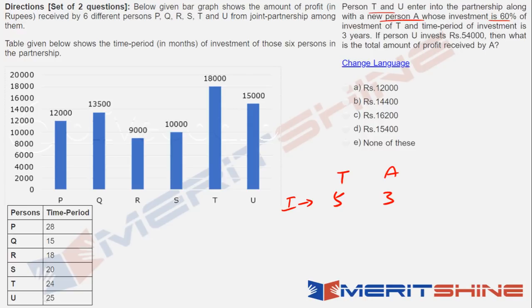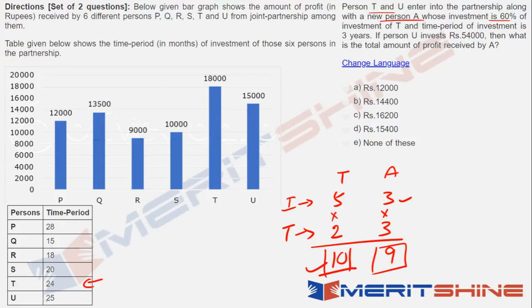And time period of investment is 3 years. That's for A. So time period for A is 3 years, and what is the time period for T? That's 24 months, that's 2 years. Now, what would be their returns? And this product, so for person T, if it's 10 units of returns, for this guy, it is just 9 units of return. 3 into 3, 9, 5 into 2, that's 10. So 10 is to 9.